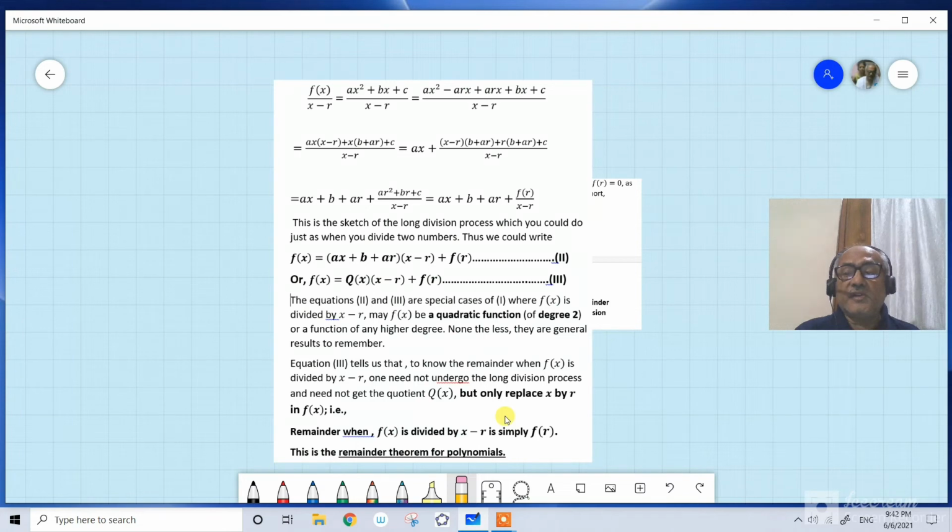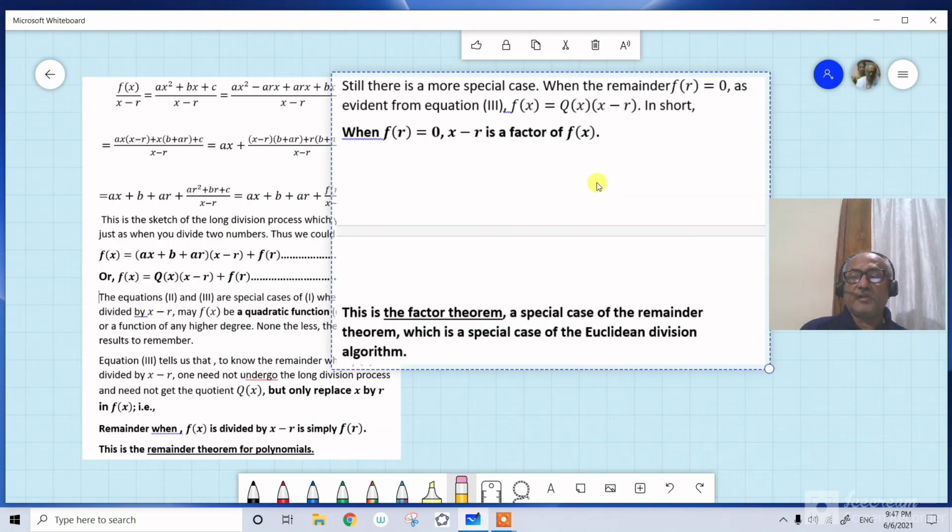So in that way, long division is also not necessary to calculate the remainder, because we are least concerned about this ax plus b plus ar. If we are considering only the remainder, just replace x by r and you get the remainder. The quotient is not required.